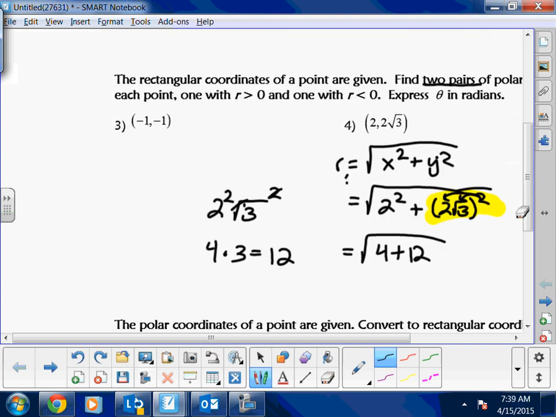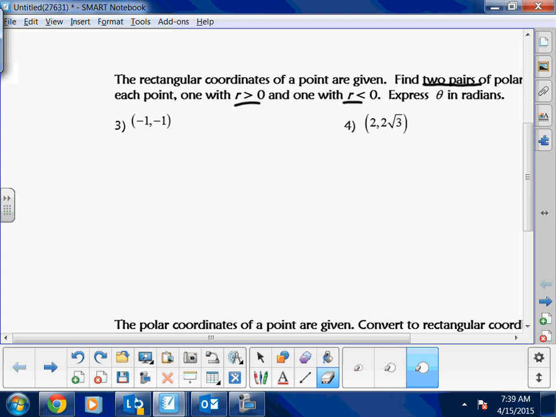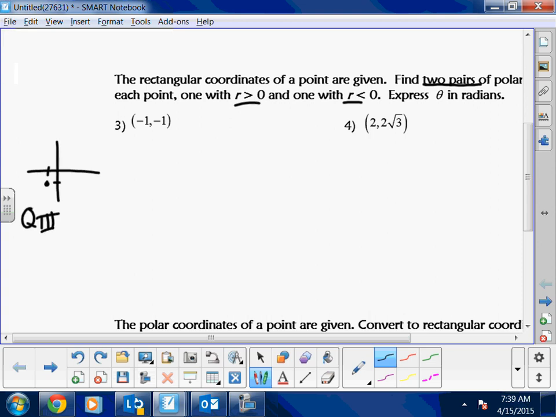Now let's go ahead and start with this one. It says the rectangular coordinates of a point are given. Find two pairs of polar coordinates for each point, one with r greater than 0 and the other with r less than 0. So let's do this. Step one when you're working on this is to graph the point. This is negative 1, negative 1, so your point's here. The reason you want to know this is that it's in quadrant 3.